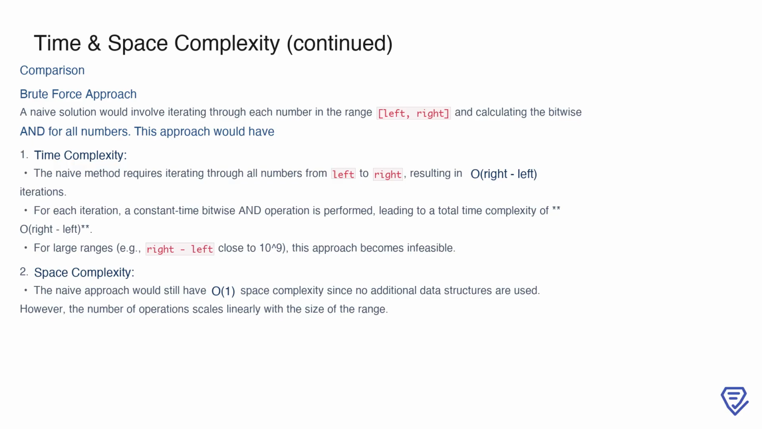However, when the range is large, such as when right - left is close to a billion, this approach becomes computationally expensive and impractical. On the other hand, the brute force method still has O(1) space complexity, as it does not use additional data structures. Nevertheless, the linear scaling of operations with the size of the range makes this method far less efficient than the optimized approach.